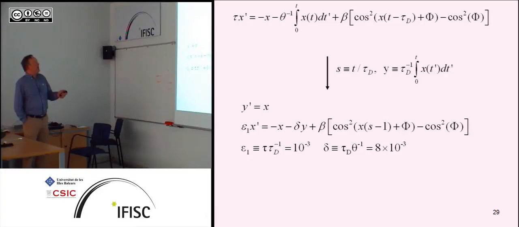Okay, here's a little bit of the math. Here you have the differential equation. You do some change of variable, and then finally, you have your working equation here with small parameters epsilon 1 and delta. I skip all the details. You take advantage of those two small parameters here. Okay?